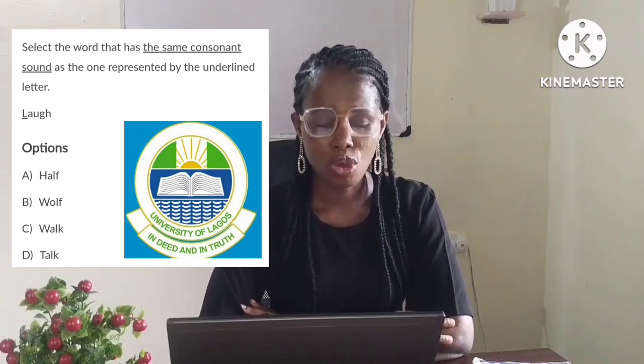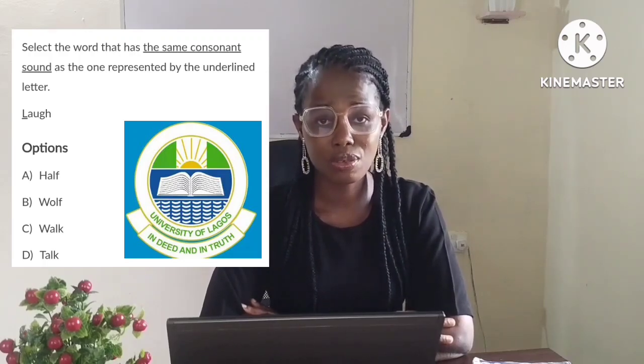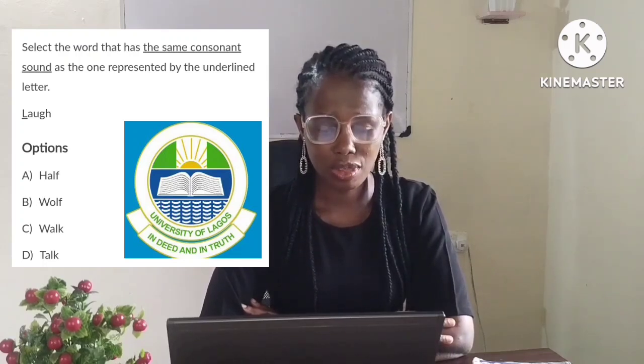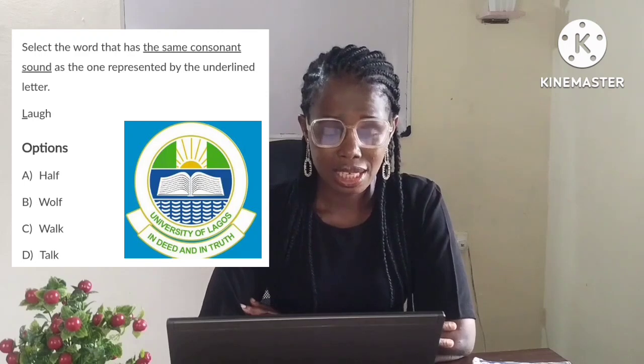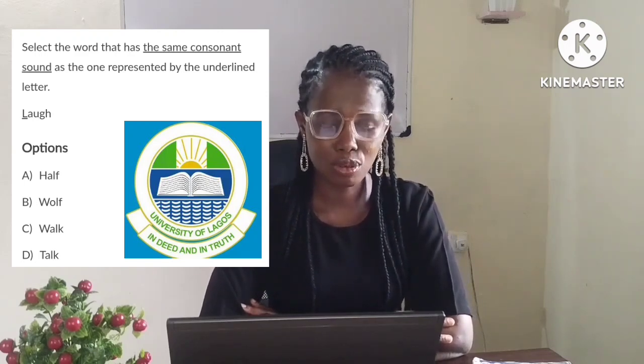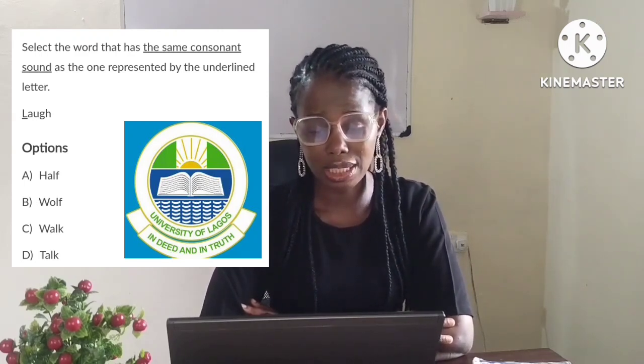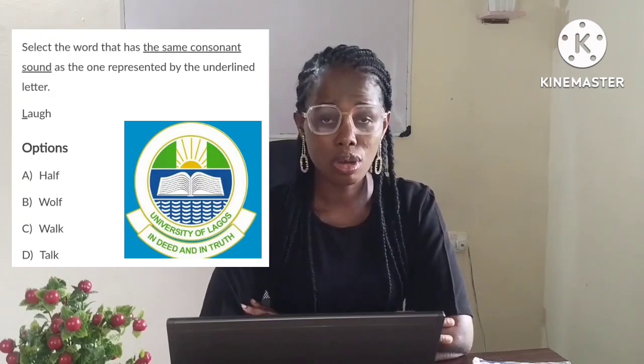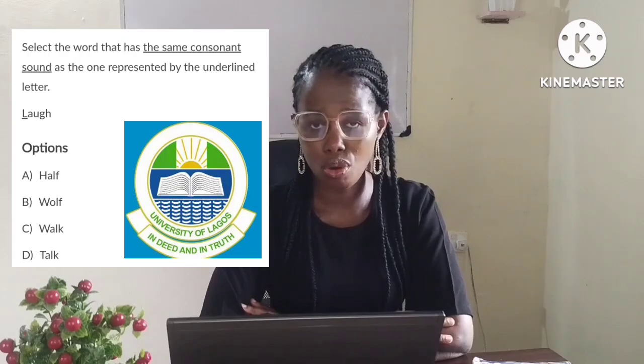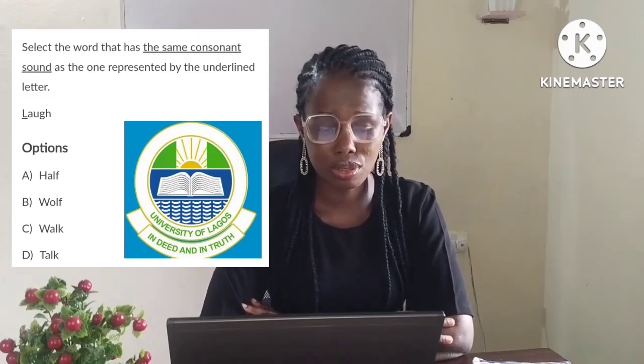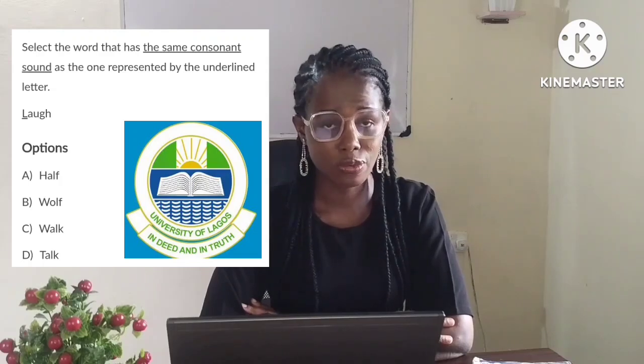Option B, wolf. The L in wolf is pronounced. So this is the correct answer. It contains the sound just like you have in laugh. So option B is the correct answer. Option C, we have walk. The L in walk is incorrect, the L is silent. The L in talk is silent as well. So the L is not pronounced. Option B, like I said, wolf, is the correct answer.